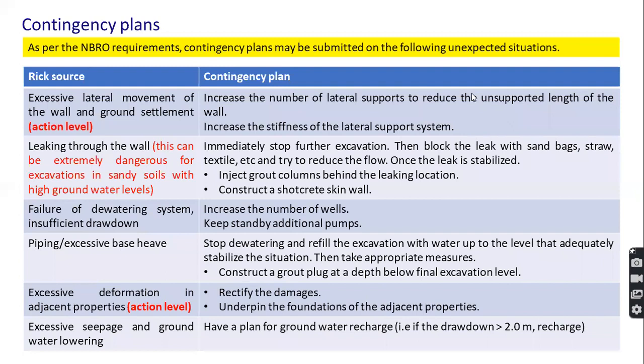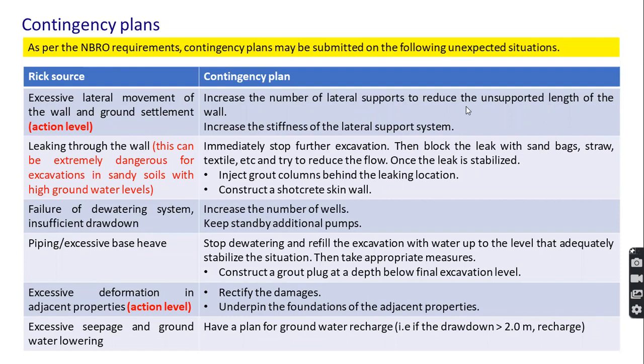Then I would like to discuss the contingency plans. What should we do if things are not happening as expected? According to the NBR requirements, any contractor planning to carry out a deep excavation has to submit the contingency plans in their report. So these aspects have to be considered. Excessive lateral movement of the wall and ground settlement, right? If the lateral movement and the settlement are about to exceed the action level, what can we do? We have to increase the number of lateral supports to reduce the unsupported length of the wall. In general, you have to increase the stiffness of the lateral support system.